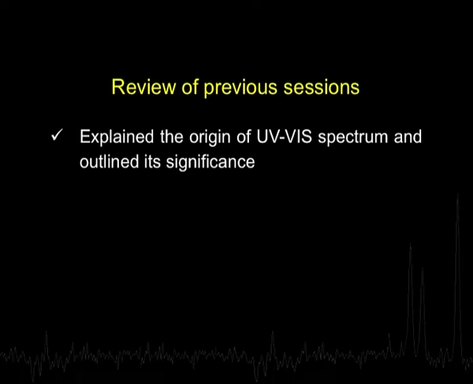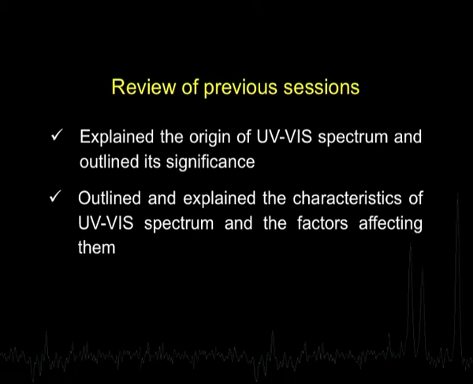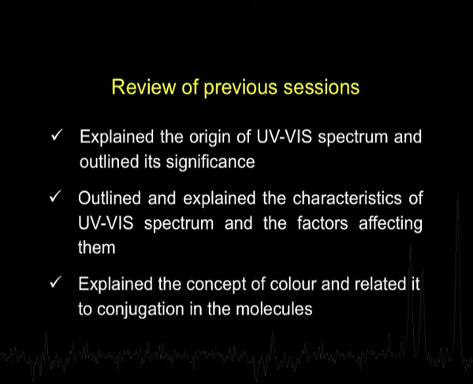What we've done so far is we started by explaining the origin of the UV visible spectrum and outlined its significance. Thereafter we outlined what the characteristics of a UV visible spectrum are, and what factors affect them. That means the characteristics being the intensity, the position of the band and the width of the band, and the factors which affect them. And then, in continuation of talking about the factors, we took up the concept of color and related it to the conjugation in the molecule. It was done in a very elaborate way.